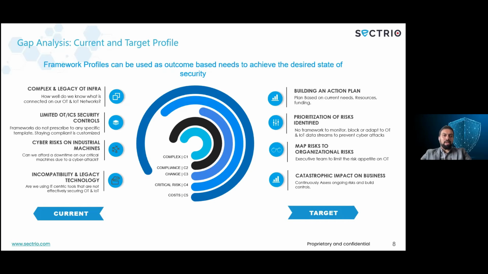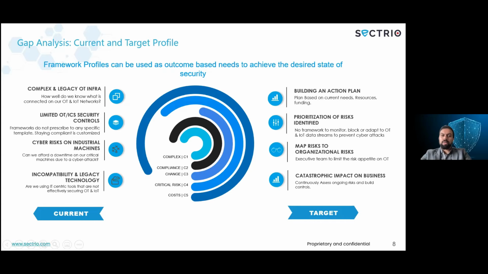So it becomes critical to understand how well we know what is connected, what our inventory looks like, which assets are connecting back to our IT networks, which assets are monitored by our existing security operations team, and what controls we have. Those are the limitations of OT and ICS security controls that we see today.